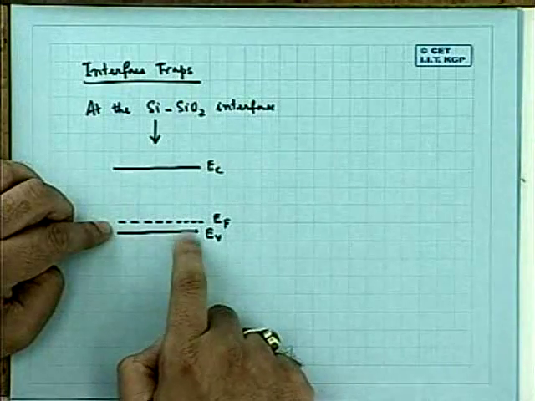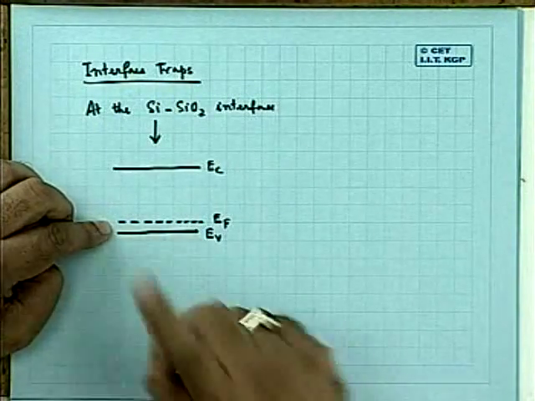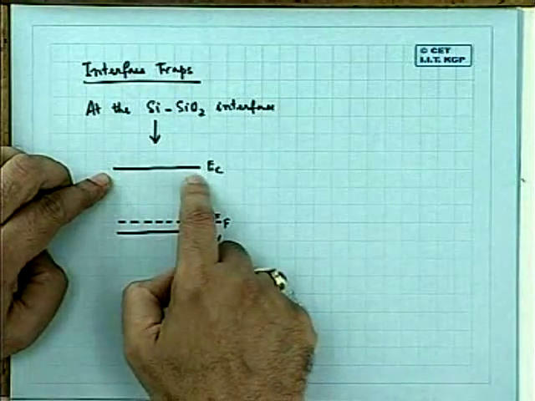In the bulk of silicon, this band gap should be an ideal forbidden gap, excepting for the donor or acceptor levels, which are not shown here. There are acceptor levels close to the valence band because it is p-type doped. If it is n-type doped, there will be donor levels close to the conduction band. Otherwise, this band should be empty.